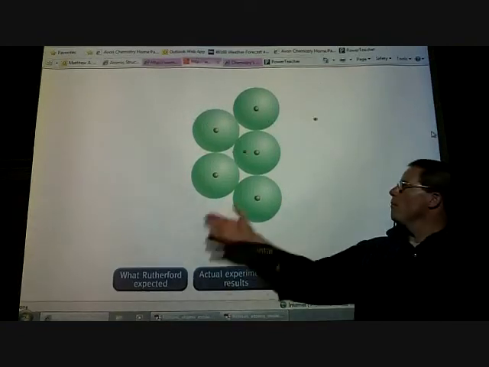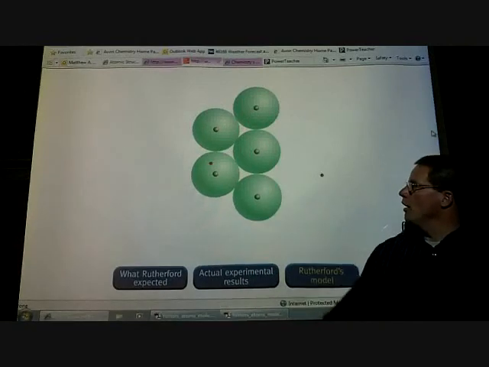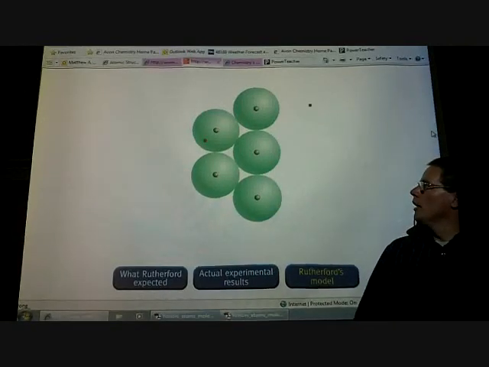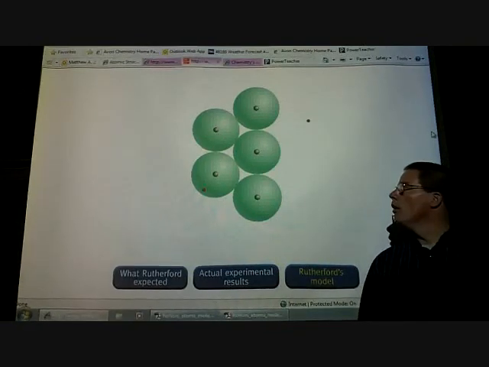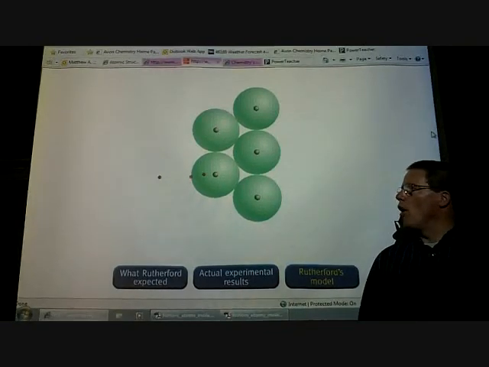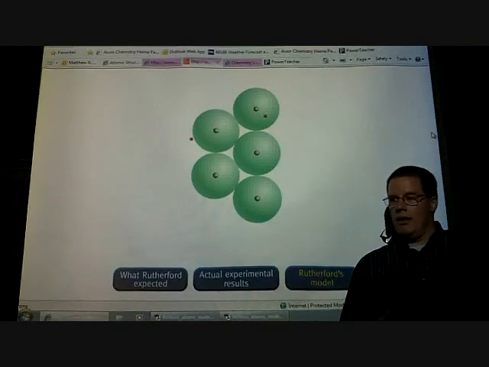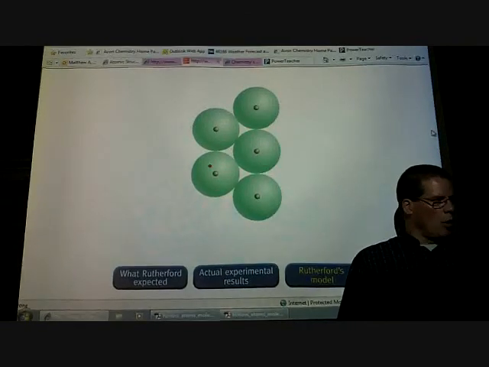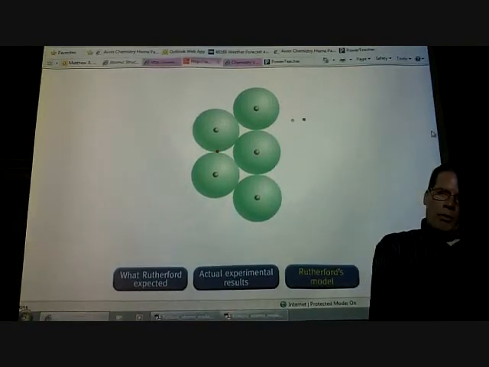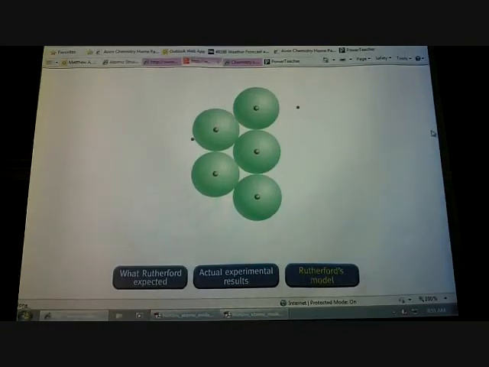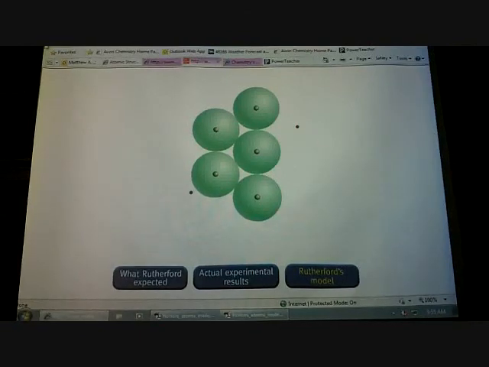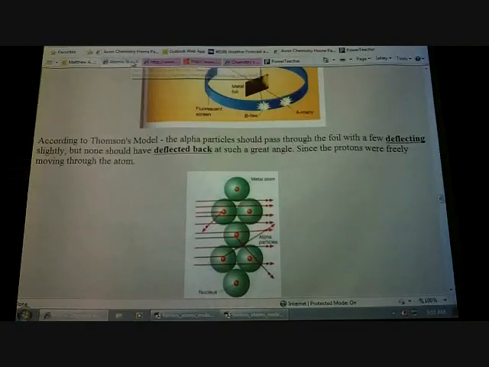So again, most of them pass straight on through. A direct hit will cause it to deflect backward. A side shot will cause it to move on, just like if you were playing pool. That is the only thing that could explain how something so massive could hit a subatomic particle and be able to be deflected backward. If you want to look at that video, it's linked to the calendar.